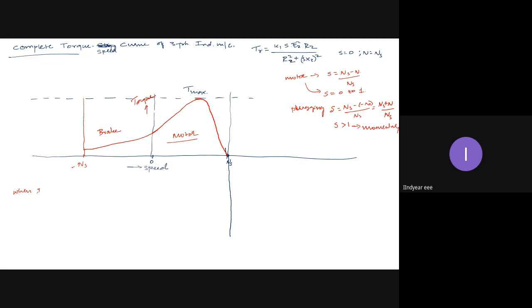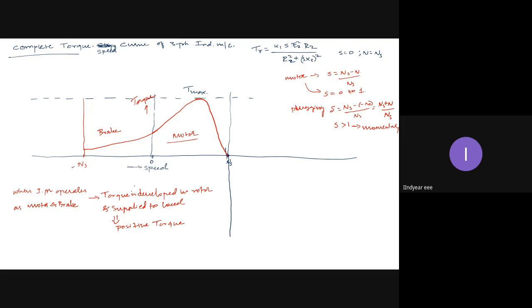So when the induction machine operates as motor and brake, torque is developed in the rotor and supplied to the load. So this we consider as positive torque.